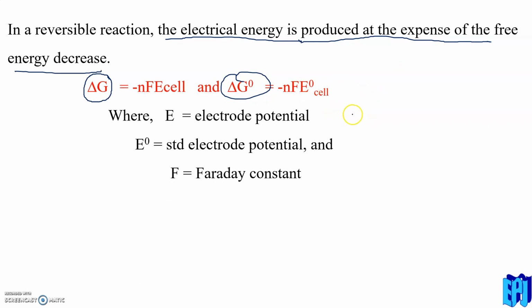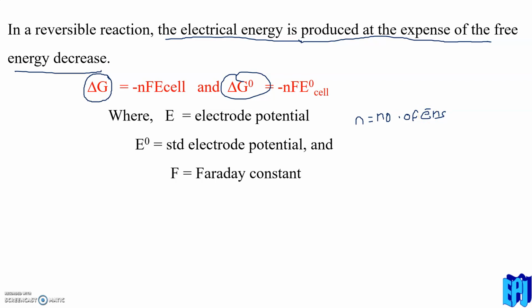As I said before, when you repeat or insert an equation, you have to explain the terms, where delta G is the Gibbs free energy, delta G0 is the standard Gibbs free energy, E is the electrode potential, E0 is the standard electrode potential, F is Faraday's constant, and N is the number of electrons transferred.